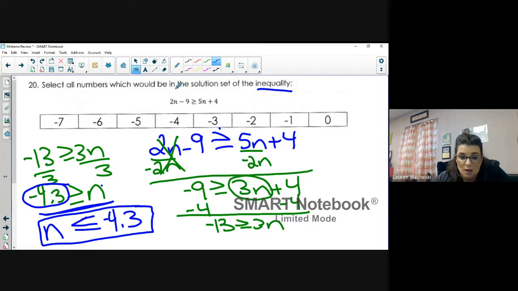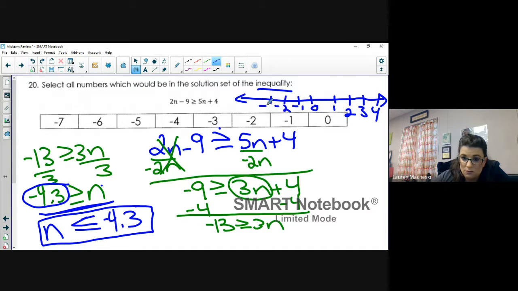Select all numbers that would apply. Well, let's look at a number line really quick because I want you guys to think about this. All right, negative 1, negative 2, negative 3, negative 4. So negative 4.3 is about right here, right? Remember, that gets a filled in circle, and my arrow goes this way. So what numbers would work?